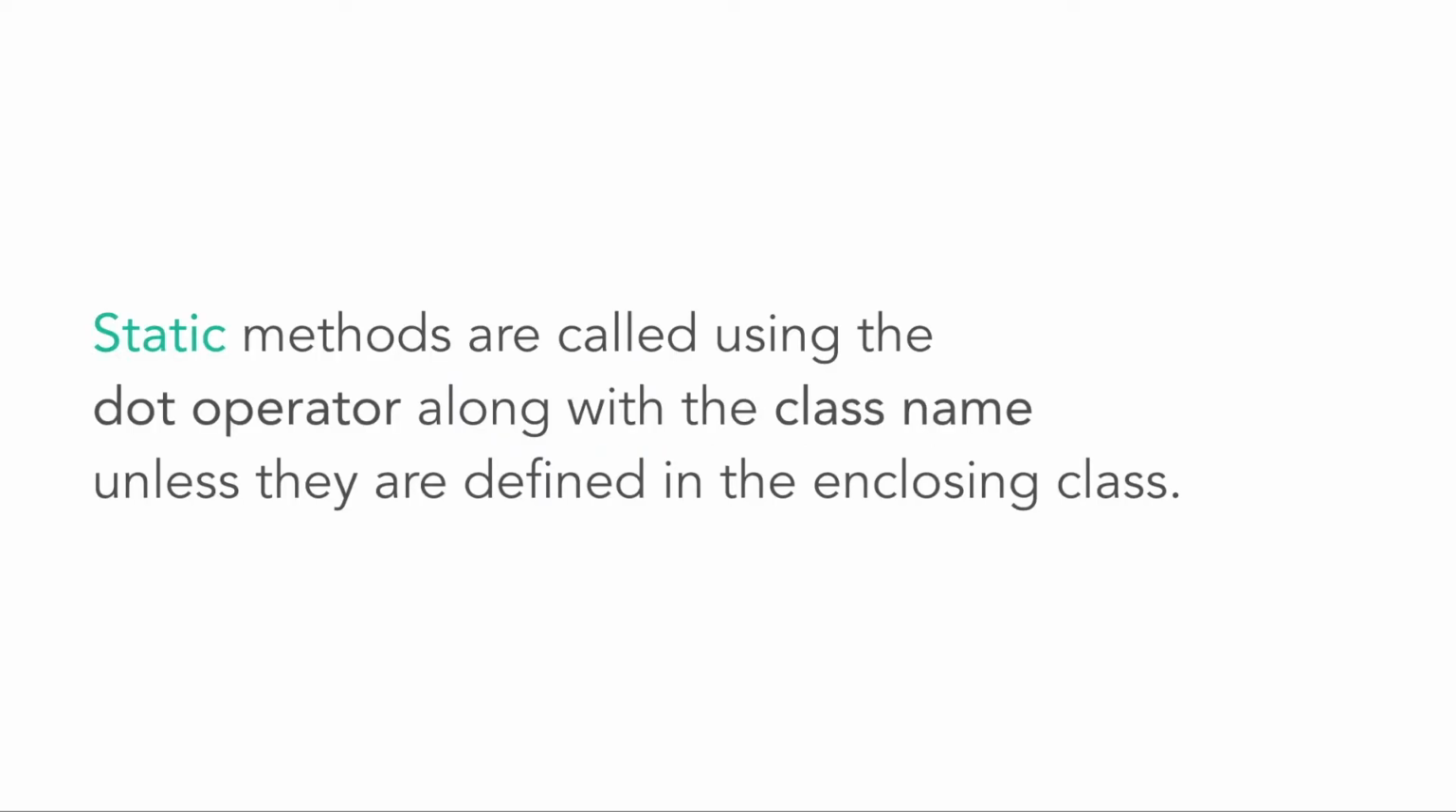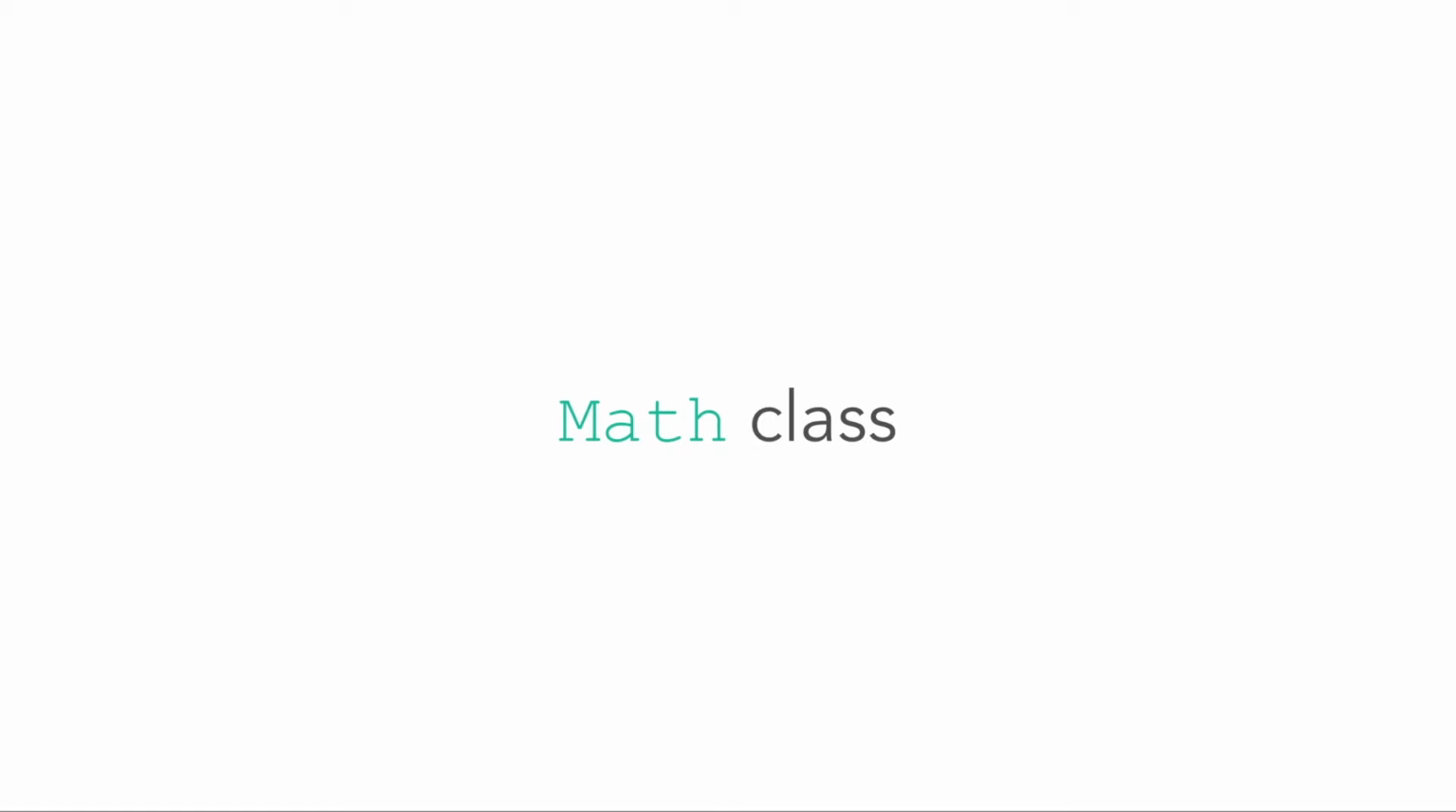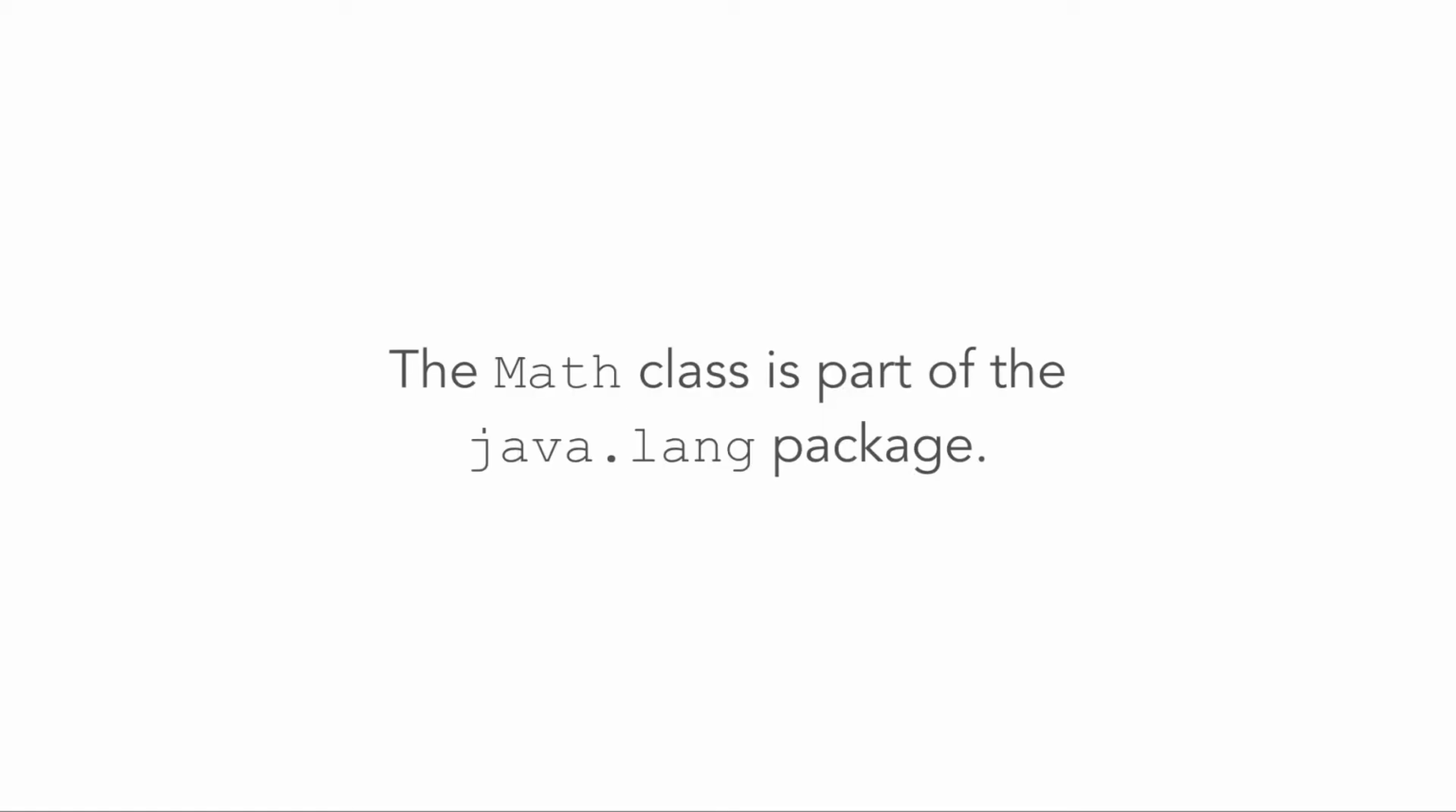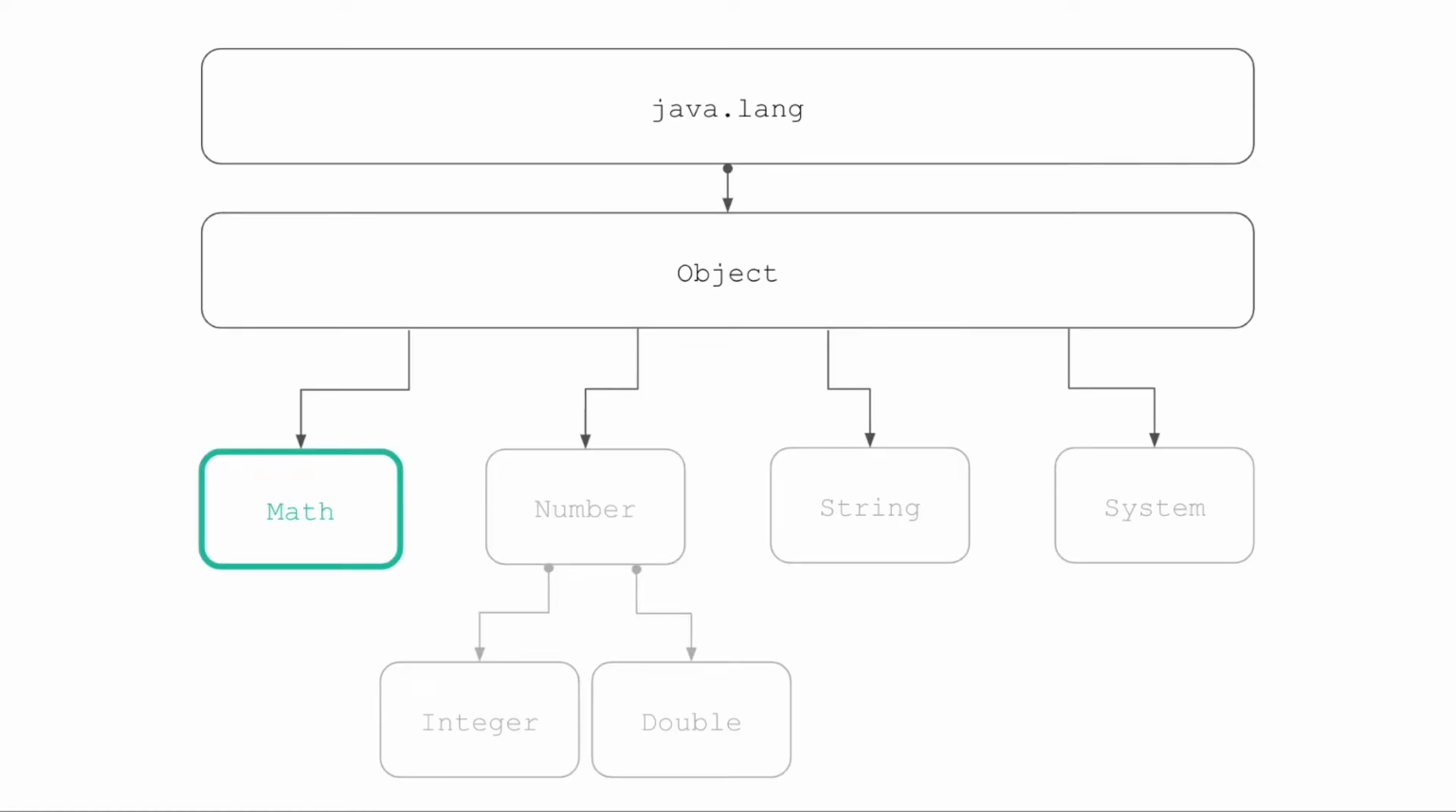Static methods are called using the dot operator along with the class name unless they are defined in the enclosing class. One class that exclusively uses static methods is the Math class. The Math class is part of the java.lang package. Here's one way to visualize it.